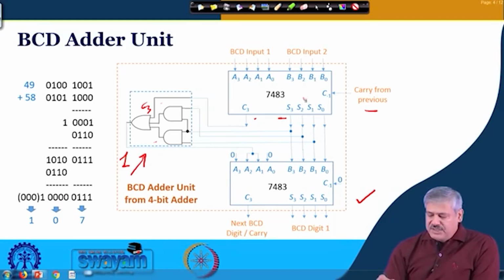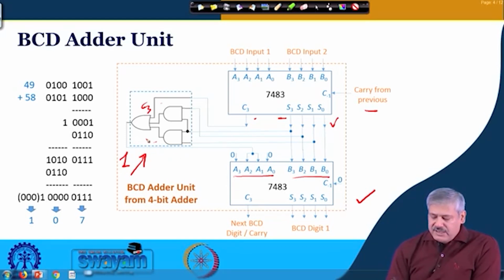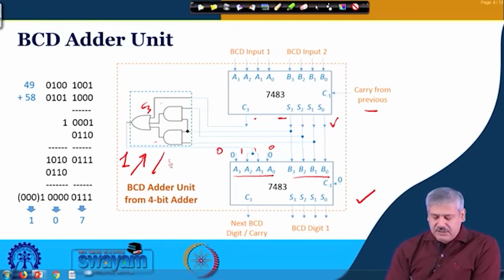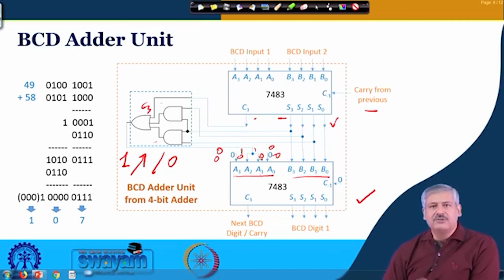So the number that was added before is now brought forward to the next 4-bit adder, and here, when y is high, it is 0 1 1 0: A3 is 0, A2 is 1, A1 is 1 and A0 is 0, right. So 0 1 1 0, that is 6, is getting added, and if this is 0, then it will be 0 0 0 0, right. So no number is actually getting added.